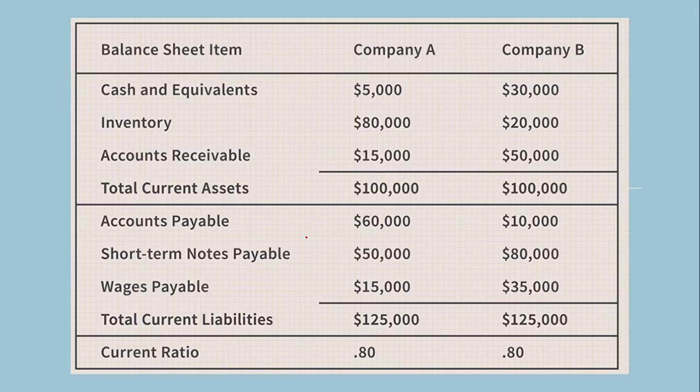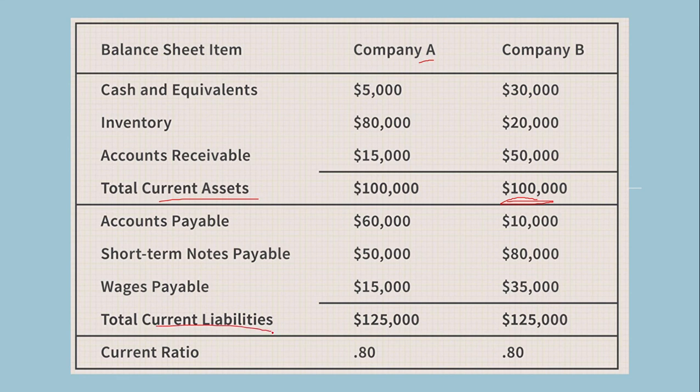I will take an example. This is a balance sheet of company A and company B. These are the assets: the cash and cash equivalents, inventory, and accounts receivable, coming to a total of 100,000. For company B the number is different but the method is the same. For company A, the total current liabilities is 125, and the current ratio is the ratio between current assets and current liabilities.